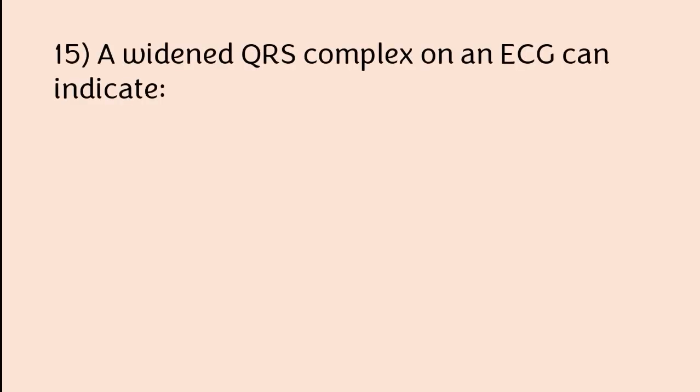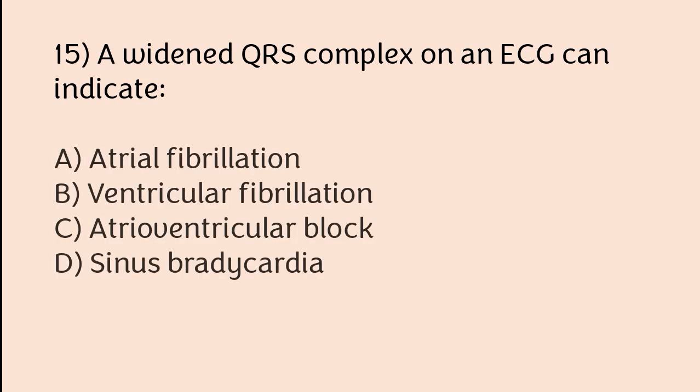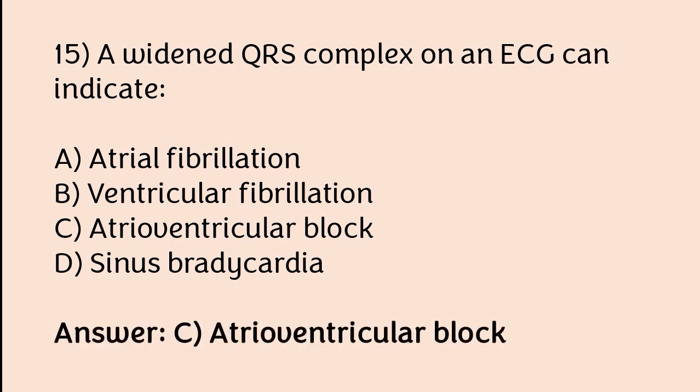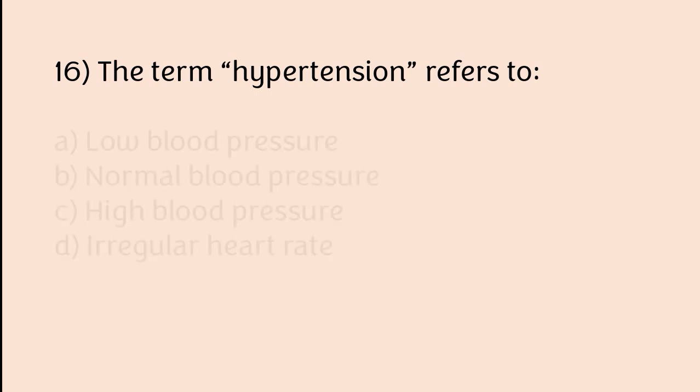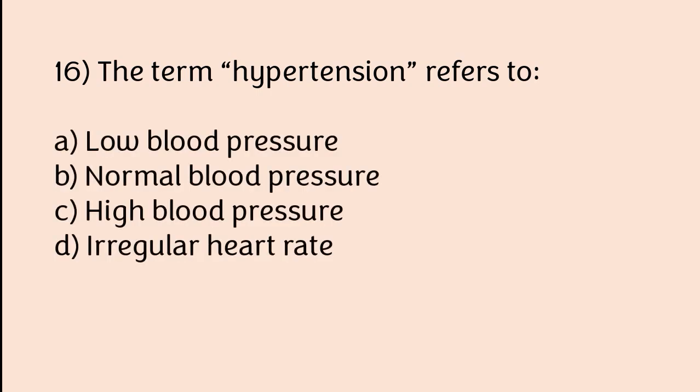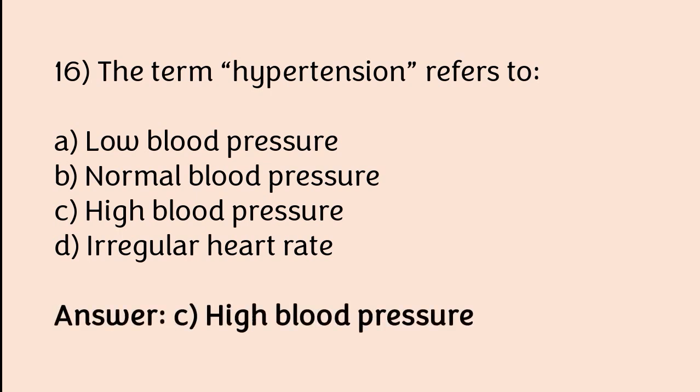A widened QRS complex on an ECG can indicate atrial fibrillation, ventricular fibrillation, atrioventricular block, sinus bradycardia. The correct answer is option C. A widened QRS complex on an ECG can indicate atrioventricular block. The term hypertension refers to low blood pressure, normal blood pressure, high blood pressure, irregular heart rate? The correct answer is option C. The term hypertension refers to high blood pressure.